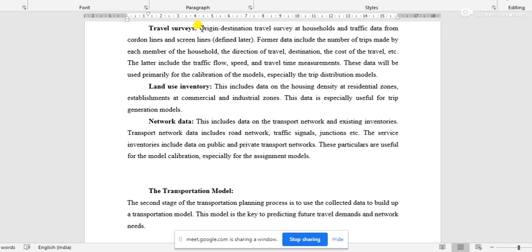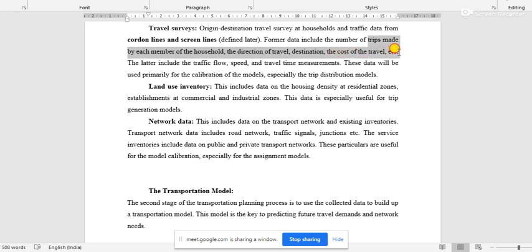Next is travel survey data. This consists of origin and destination, that means the starting point and the end point of any trip. These lines I will discuss later, what cordon lines and screen lines are. The important data which you have to collect is trips made by each member of the household, the direction of travel, the destination, the cost of the travel, etc.